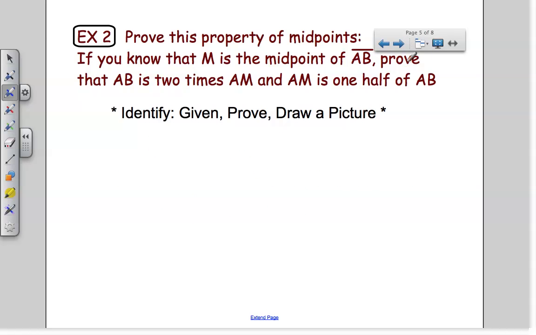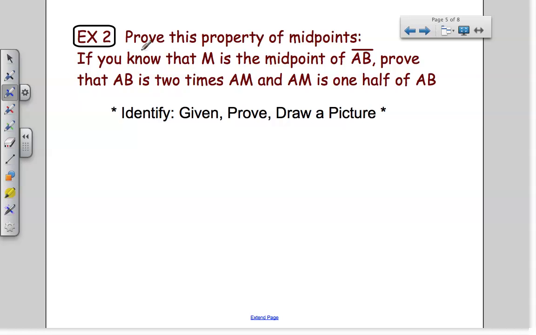All right. Let's get to something fun here. Do our first proof for today. I want to prove this property of midpoints. So we're proving a statement that we already know to be true here, but using a very formal step-by-step two-column proof.